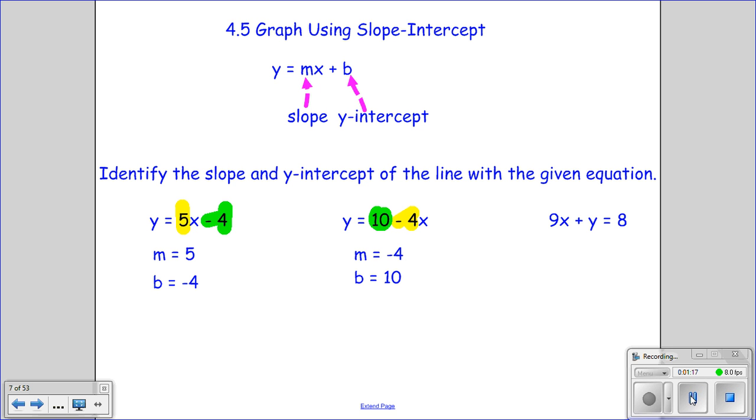On our third equation, it is not in slope-intercept form, and you need to put it in slope-intercept form first. So we need to solve the equation for y. It will look like y equals negative 9x plus 8. Then the coefficient on the x term will be your slope, m equals negative 9, and your constant term will be your y-intercept, b is equal to 8.